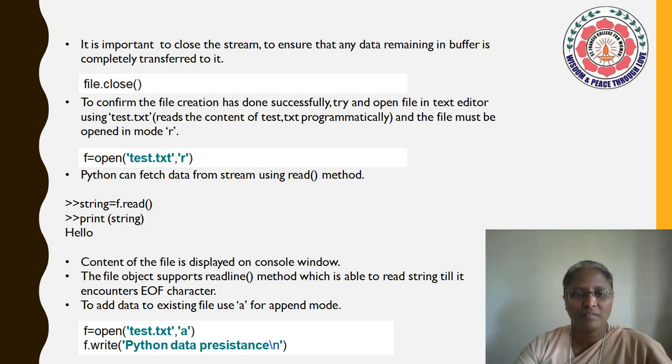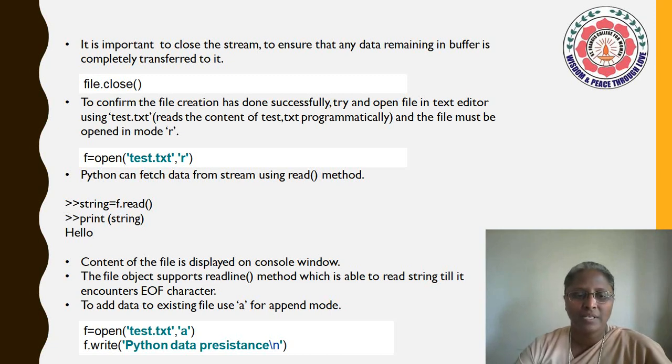Python can fetch data from the file using the read method. String equals f.read, print string, and in the output we can see the hello which we have written. The content of the file is displayed on the console window. The file object supports the readline method, which is able to read a string till it encounters the end of line character.